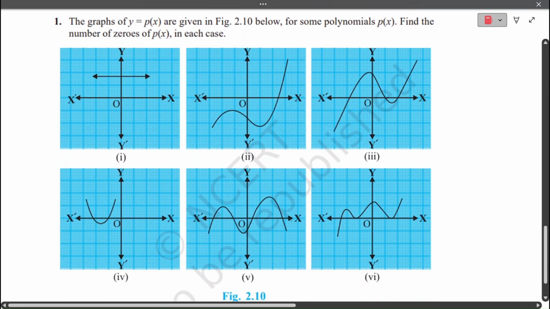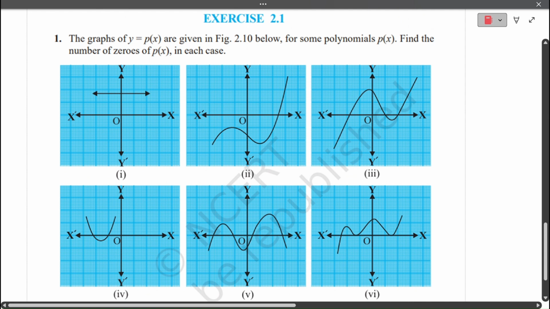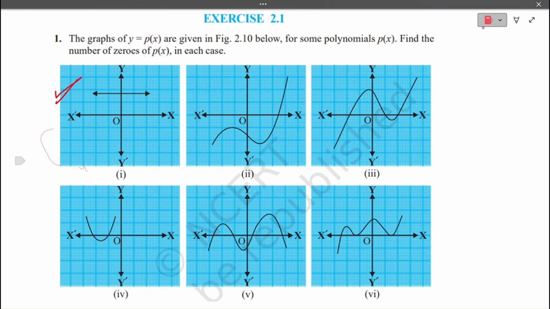Exercise 2.1 has only one question. Again, it's the same pattern. You see with this first graph, there is no point intersecting the x-axis. So the number of zeros of the polynomial is 0. There is one point intersecting here. So the number of zeros is 1. 1, 2, 3. There are 3 zeros. Here 1 and 2. 2 zeros. 1, 2, 3, 4. 4 zeros. 1, 2, 3. 3 zeros.